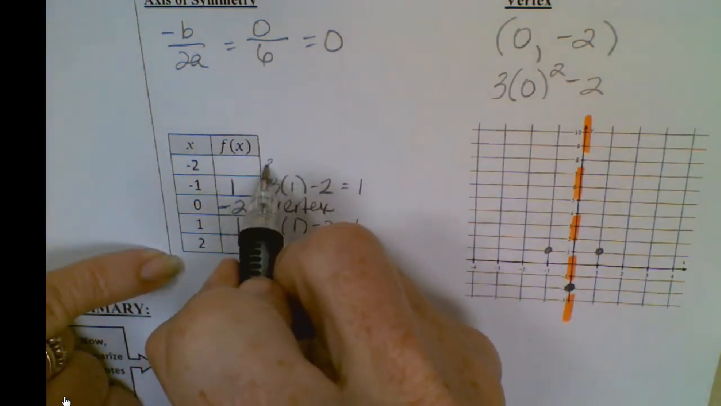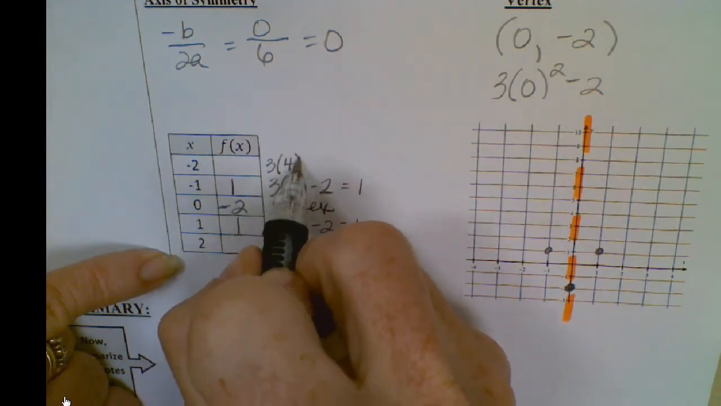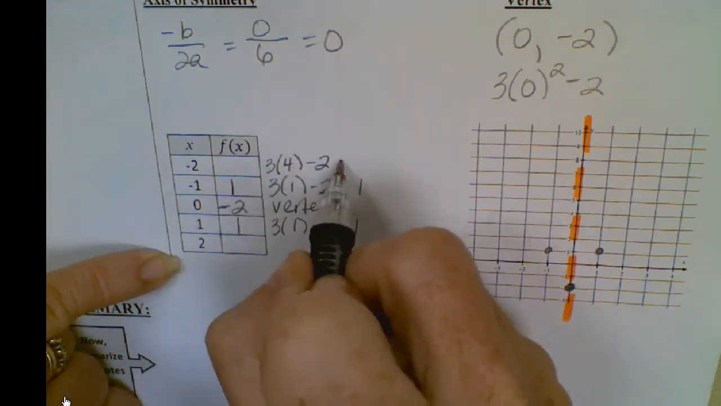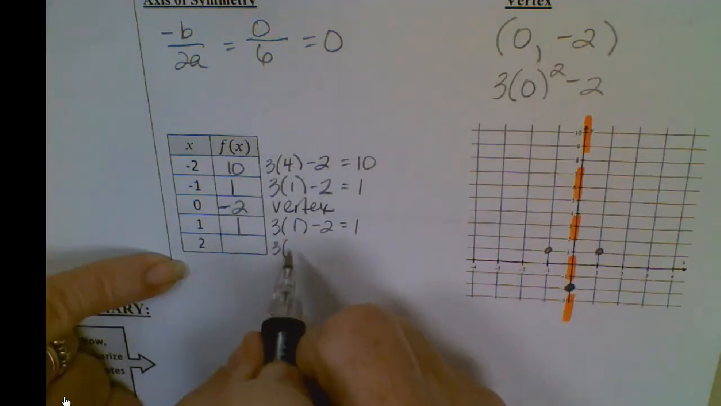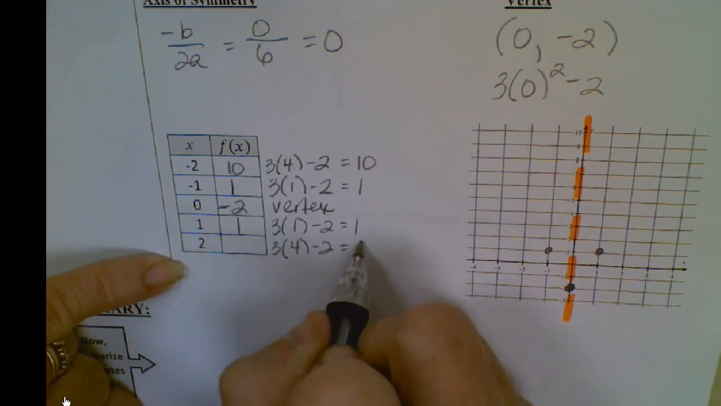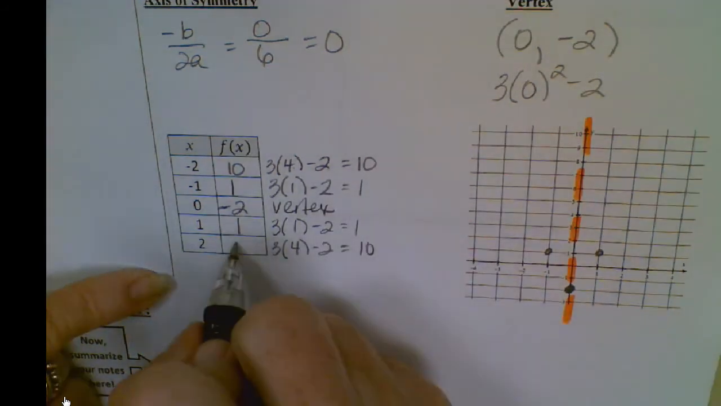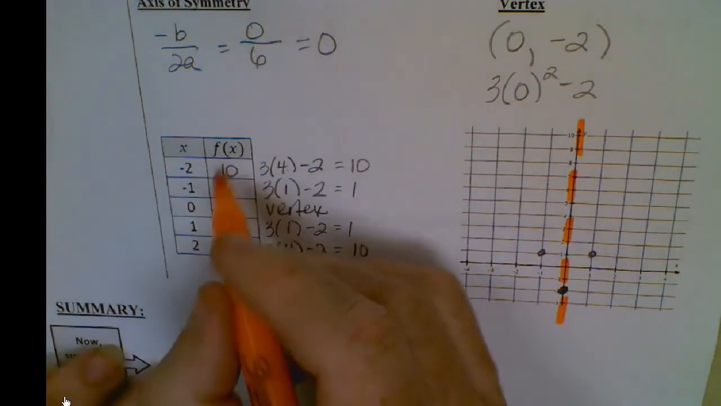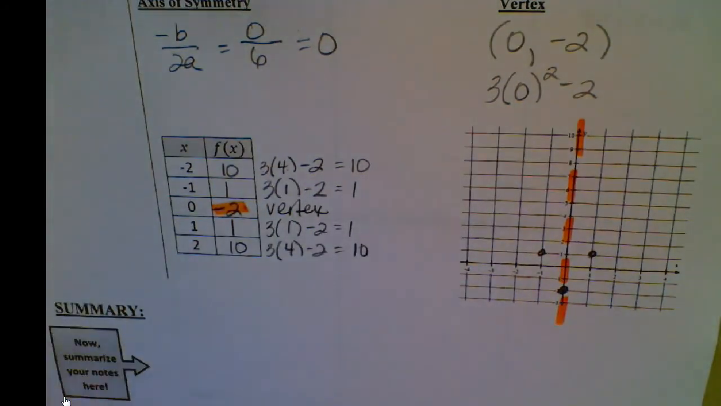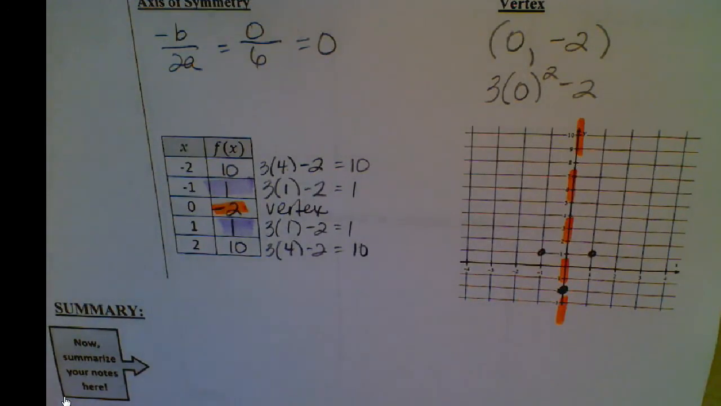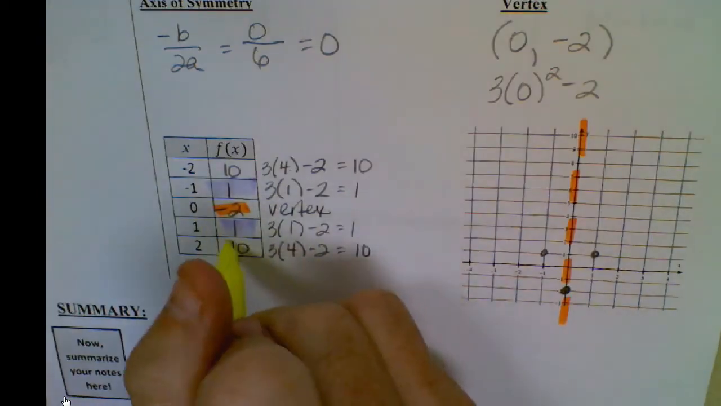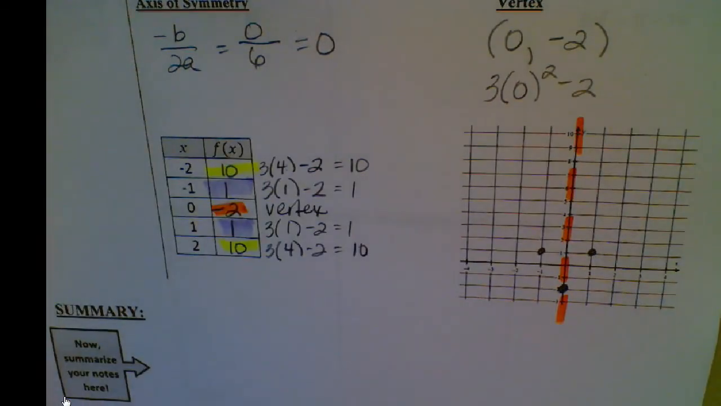Let's go with negative 2. So 3 times negative 2 squared is 4 times 3, that's 12 minus 2 is 10. And then 3 times 2 squared is also 4 times 3, minus 2 would also give us 10. So remember, you're going to have pairs. The vertex is one standalone number because it's right in the middle. But then when you go out, you've got matching pairs that should be the same value on the way out because they are equidistant from that axis of symmetry.